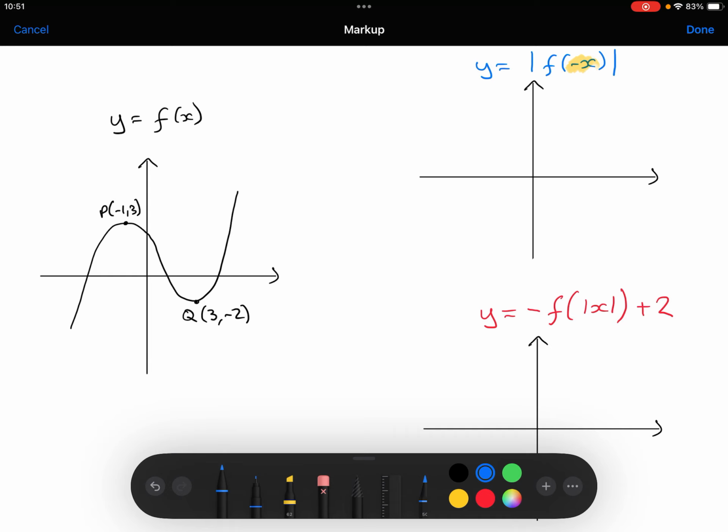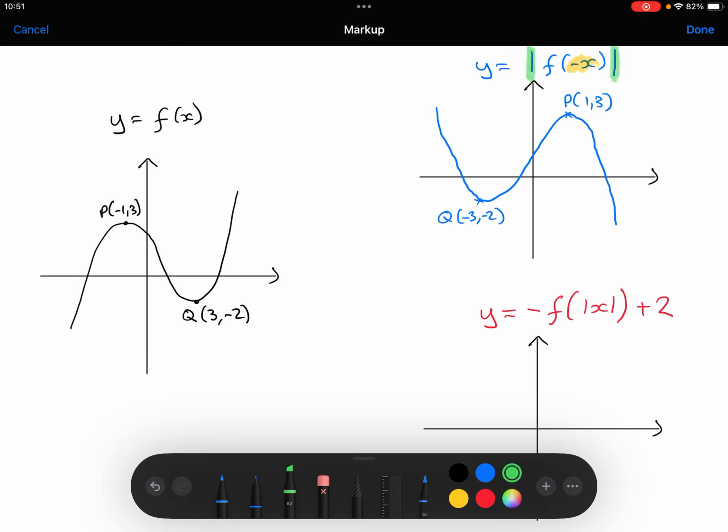So point Q is going to move over here to be at (-3, -2). Point P is going to move here to be at (1, 3). So it's going to look something like that. So that's dealt with the reflection in the y-axis.